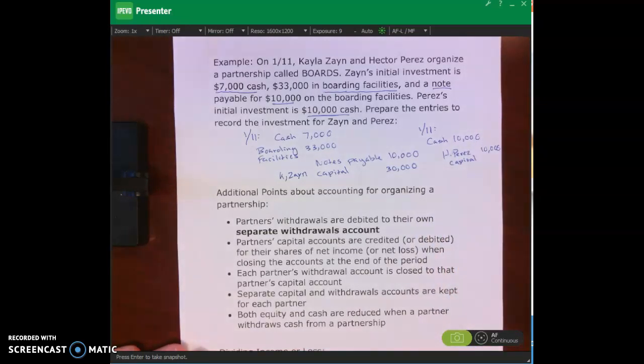Let's look at Hector right over here. This is basically exactly what we did back in chapters 1 and 2, when the owner invested capital in his or her own business to start a business. Debit cash, credit capital. Assets go up, equity goes up because of capital. How do I make an asset go up in terms of debits and credits? Debit. How do I make equity go up? A credit.